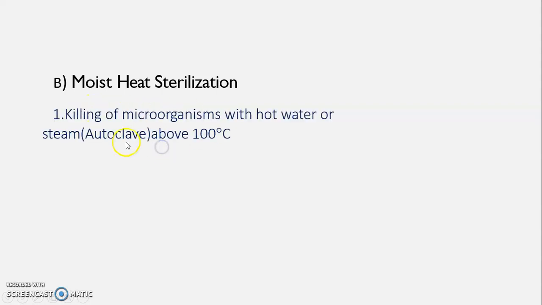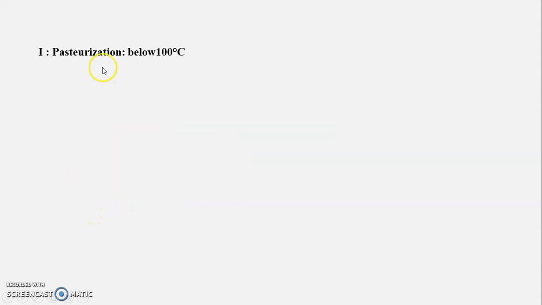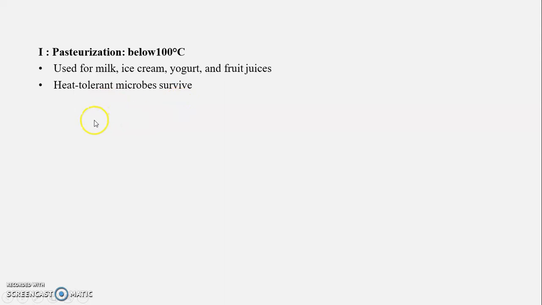Then the second part of the physical method is moist heat sterilization. It involves three processes: killing of microorganisms above 100 degrees Celsius, that is the autoclave, then pasteurization below 100 degrees Celsius, and tyndallization. First of all, we see pasteurization, heating below 100 degrees Celsius. It is used for milk, ice cream, yogurts and fruit juices. Heat-tolerant microbes survive. Batch method: a temperature below 100 degrees Celsius is suitable for the pasteurization of milk.